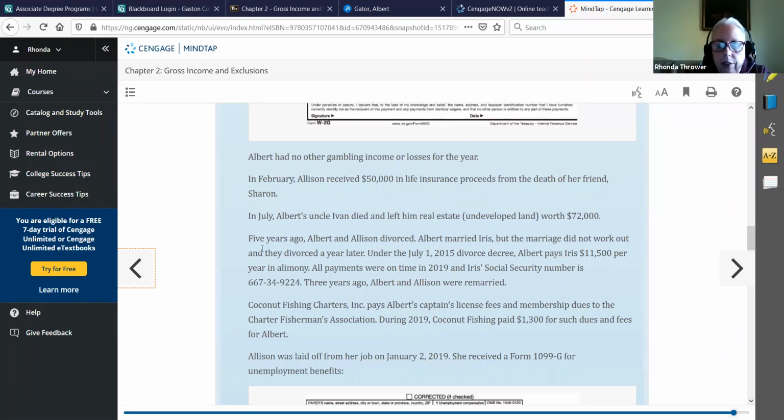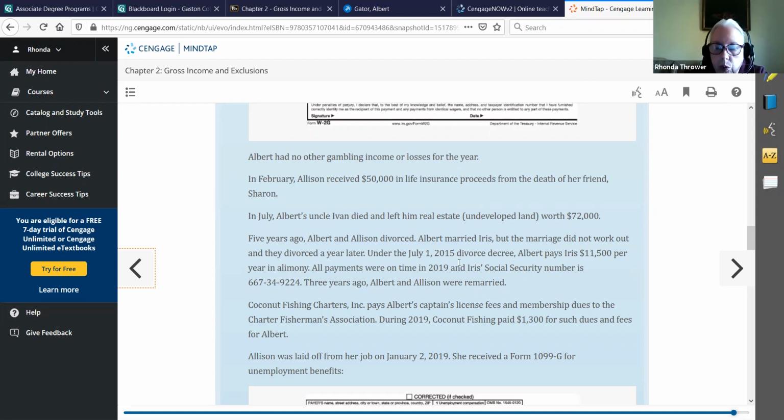And then it gets interesting. It says 5 years ago, Albert and Allison divorced. Albert married Iris, but the marriage did not work out and they divorced a year later. Under the July 1st, 2015 divorce decree, Albert pays Iris $11,500 per year in alimony. All payments were on time in 2019, and Iris's Social Security number is this. And then 3 years ago, Albert and Allison were remarried. So he should have stayed married to Allison because now he has to pay alimony.